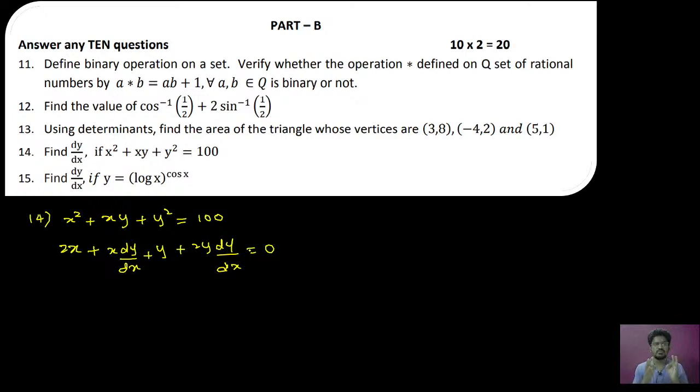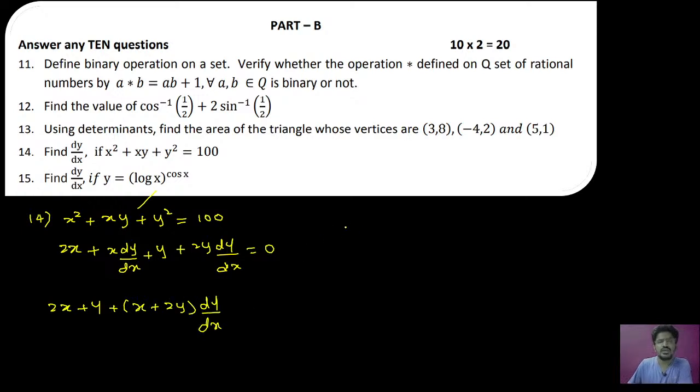Here you must know implicit function derivatives. Differentiation of x square is 2x. Differentiation of xy is x into dy by dx plus y, because differentiation of x is 1. Whenever you differentiate x into y, you have to apply the product rule, but don't worry about it, solve it in shortcut form. Y square gives 2y into dy by dx. So 2x plus y, take dy by dx common, that will be x plus 2y into dy by dx.